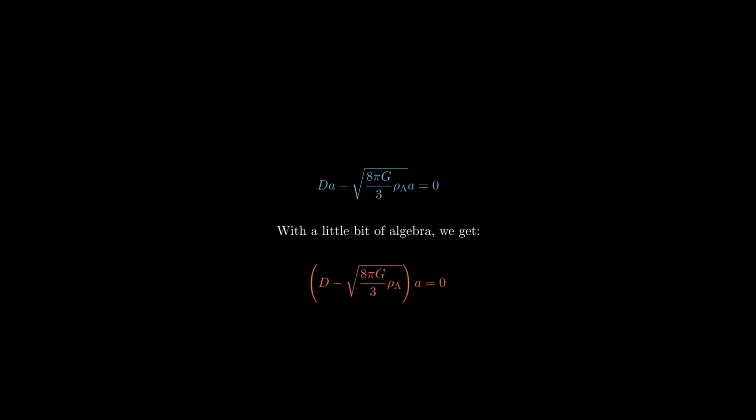Now there are several ways to solve this differential equation. In this case, I wrote it in a way that resembles the differential operator method, but in reality, the solution is very straightforward. The scale factor a of t equals k times e raised to the power of the square root of 8 pi G over 3 times ρ lambda multiplied by t.